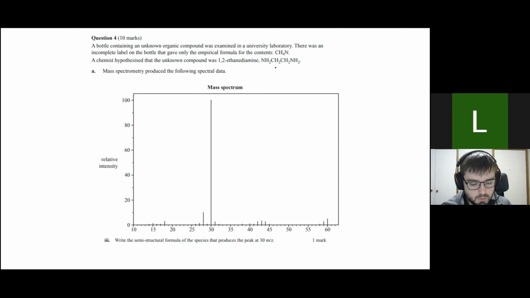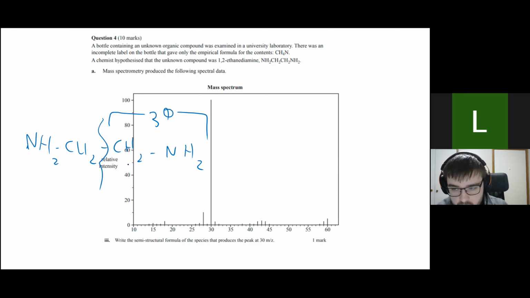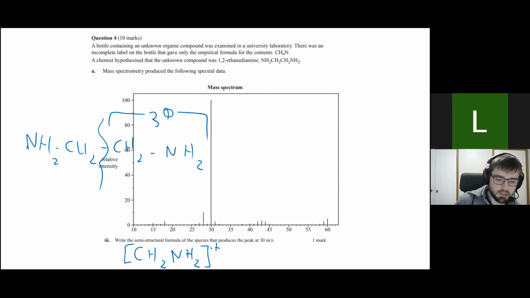All right, write the semi-structural formula of the species that produces the peak at 30 M/Z. Okay, so exactly what I just said. So we take the compound here. We can say that NH2 is 16, CH2 is 14, 16 plus 14 is 30. And we can just split it down the middle, and then each one of these will weigh 30. So we're going to write that down. Is that the same fragment we had before? Make sure there's square brackets around it, put a positive charge on it, and we get another mark from that.